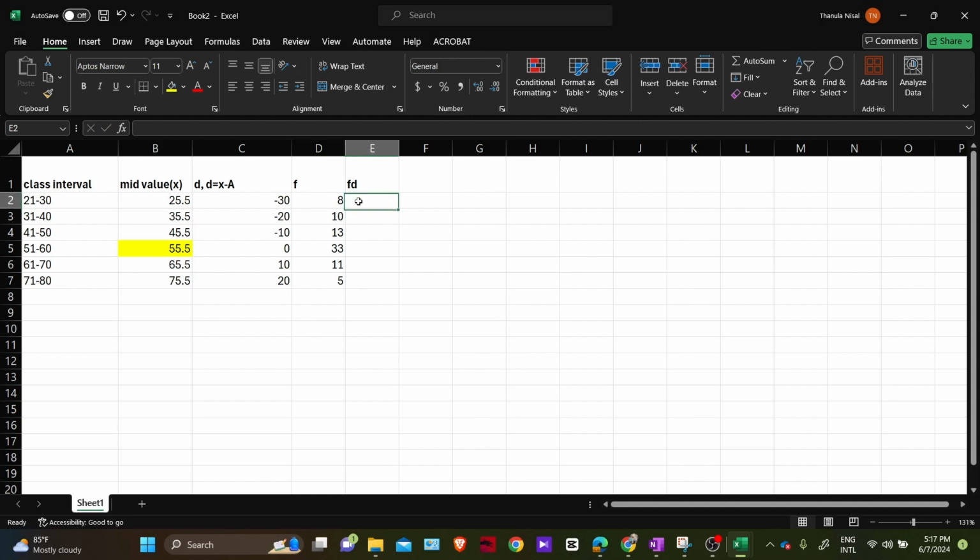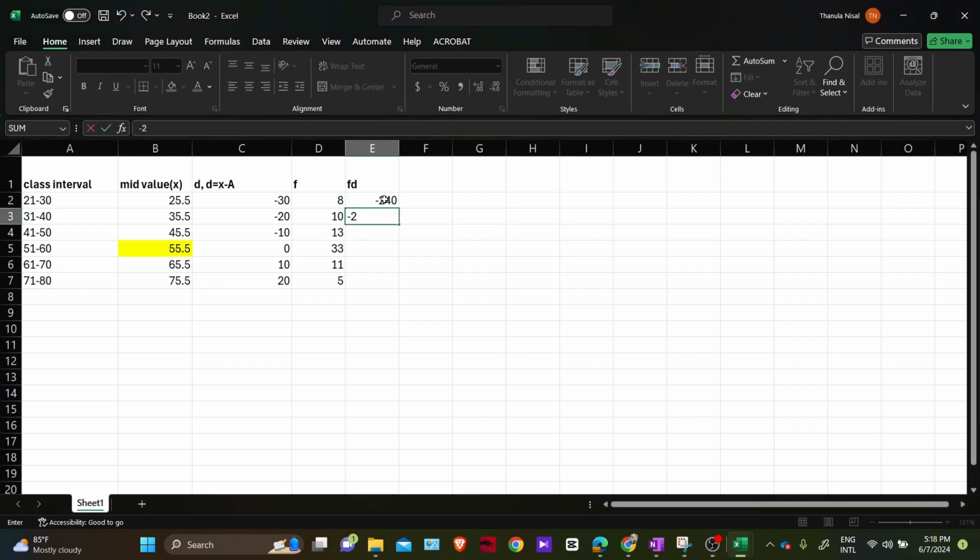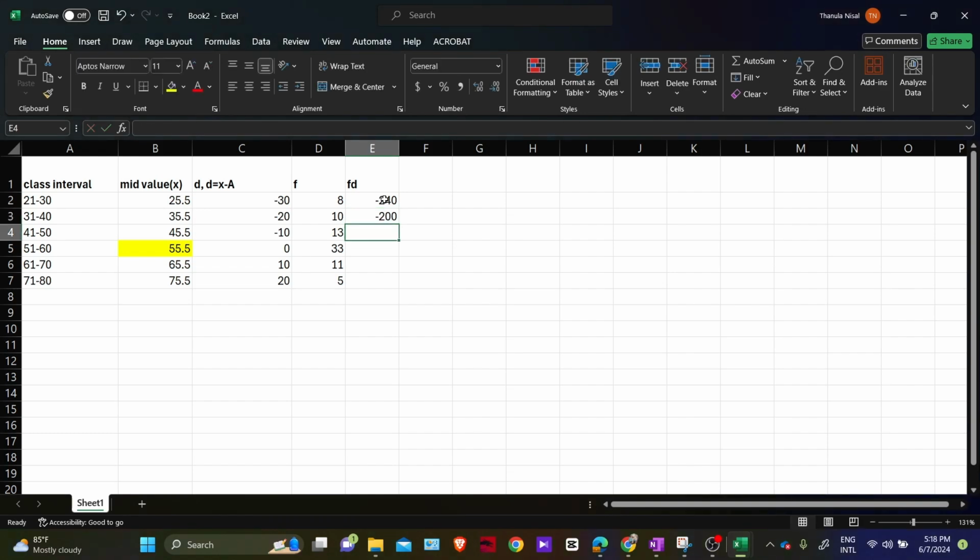Okay, how can we calculate each fd value? Just multiply these two columns, right, within the same row. It's negative 30 by 8. It's negative 240. So I'll write it quickly. Negative 200, it's negative 130, it's 0, it's 110, it's 100, right?